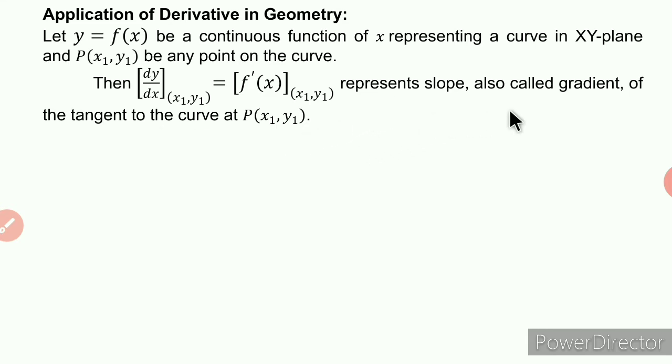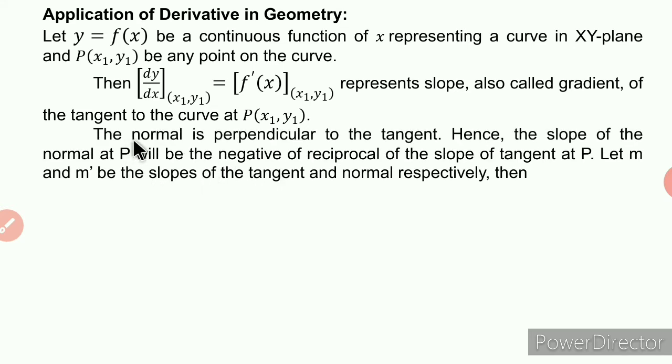And that slope is also called the gradient. Now the normal is perpendicular to the tangent. We know this. Normal is perpendicular to the tangent. Hence the slope of the normal at the point P will be the negative reciprocal of the slope of the tangent at the point P.